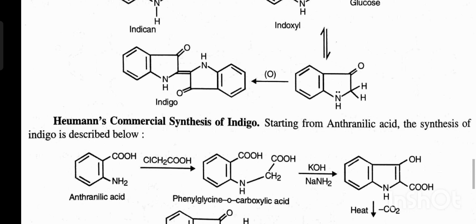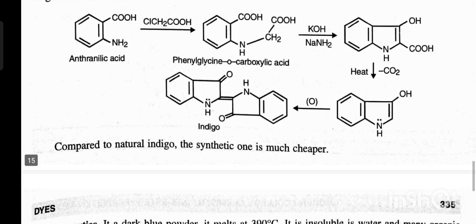Heumann's commercial synthesis of indigo. Starting from anthranilic acid, the synthesis of indigo is described below. Compared to natural indigo, the synthetic one is cheaper.